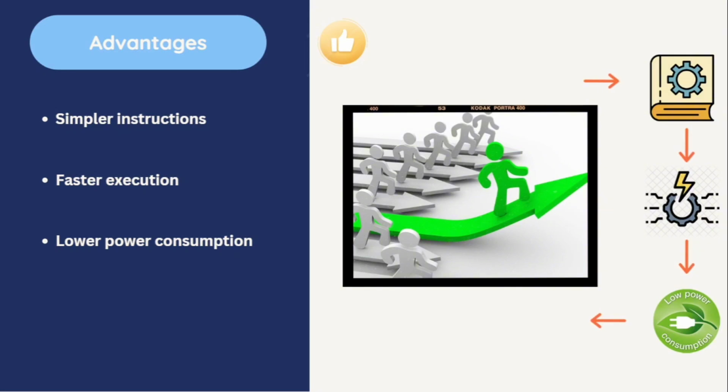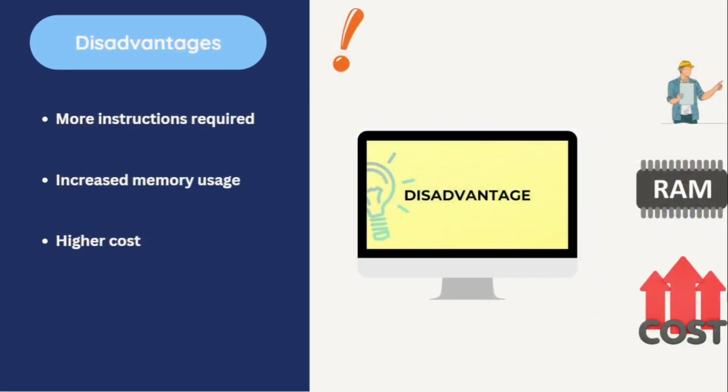Now I will talk about the disadvantages of RISC. Number 1. More instructions required. RISC processors require more instructions to perform complex tasks than CISC processors. Number 2. Increased memory use. RISC processors require more memory to store the additional instructions needed to perform complex tasks. And lastly, higher cost. Developing and manufacturing RISC processors can be more expensive than CISC processors.